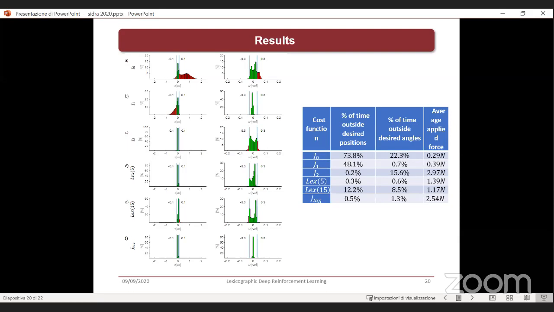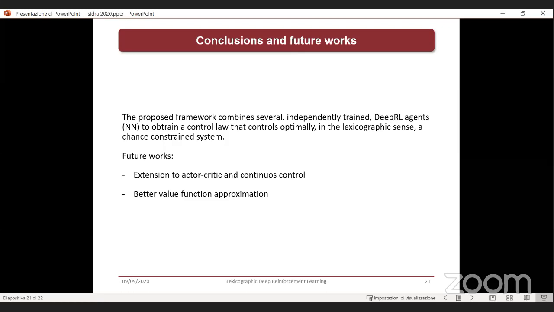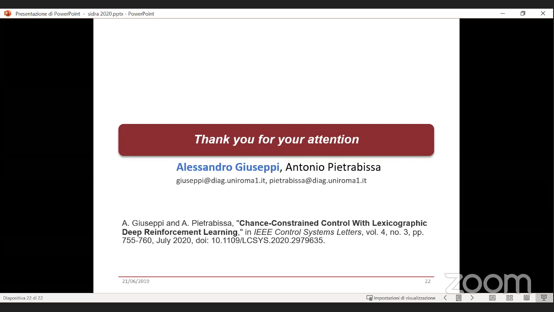So to conclude, the proposed control strategy involves several different deep reinforcement learning controllers, and also provides a procedure to combine them to obtain a lexicographically optimal control strategy. The future works are related to the extension to the continuous control domain and to implement better approximating value function solutions such as TD3 or other state-of-the-art solutions. So here you have my contacts, and of course I'm available to answer all your questions.